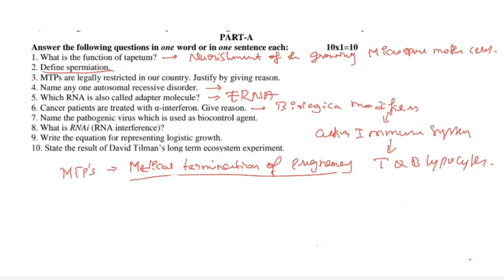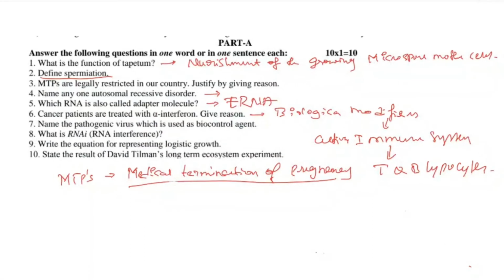Okay, so let's move to the next question, that is the seventh one. Name the pathogenic virus which is used as a biological control agent, or biocontrol agent. The answer is very simple, a one-word answer, that is, you can write baculoviruses.